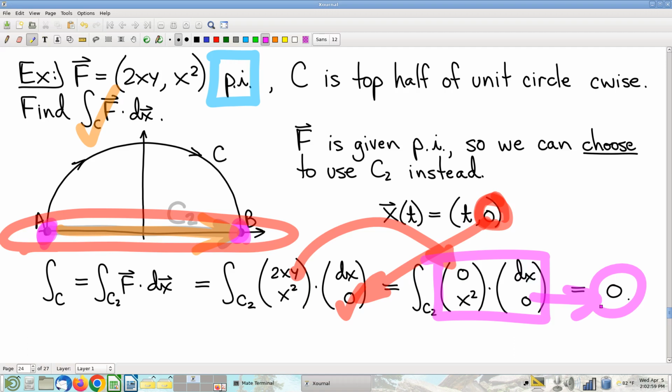And again, all of these benefits come out of the fact that I was able to change to a different curve, namely it comes out of capitalizing on path independence. How are we doing? Everybody with me? All right.